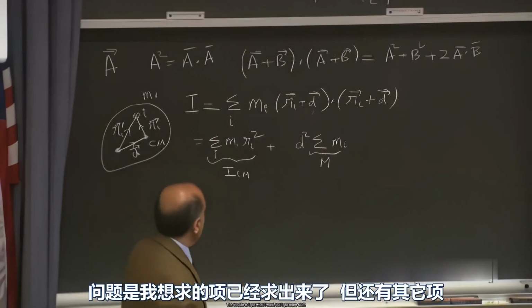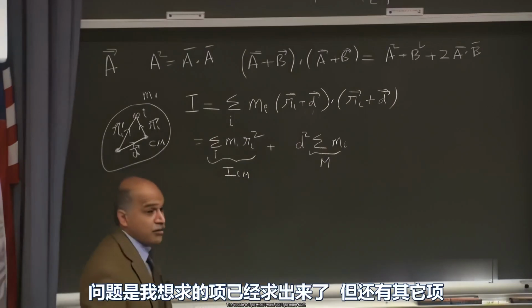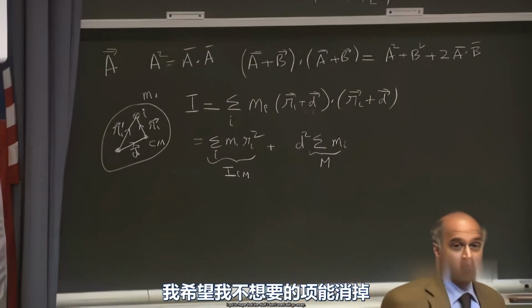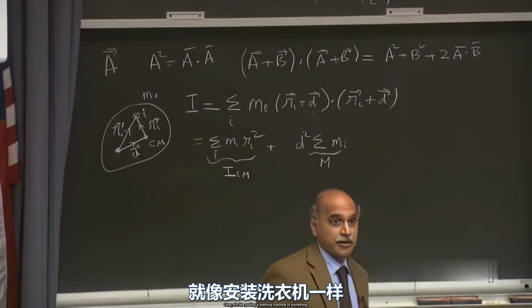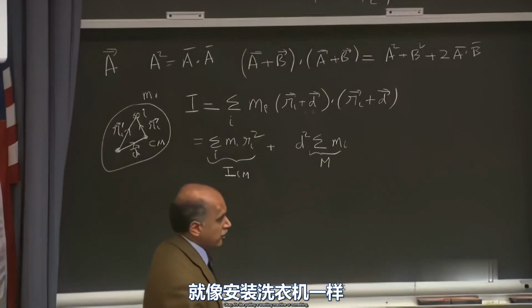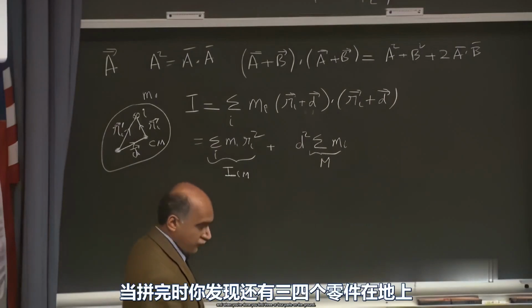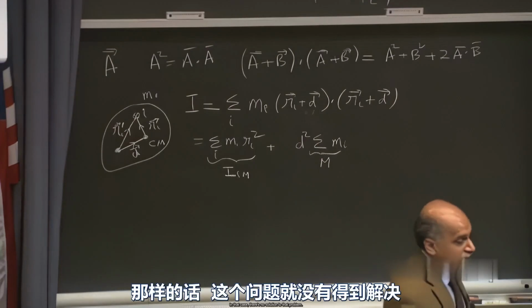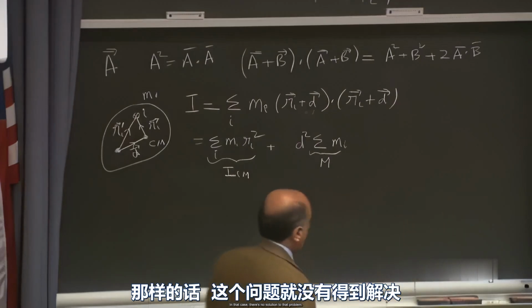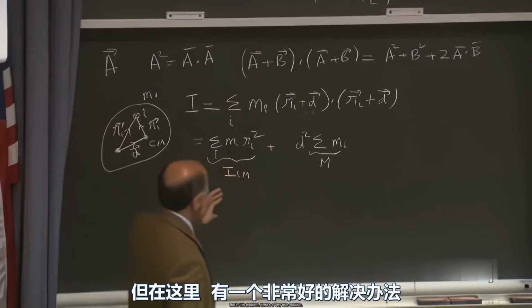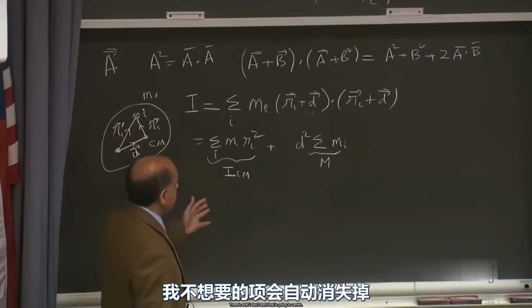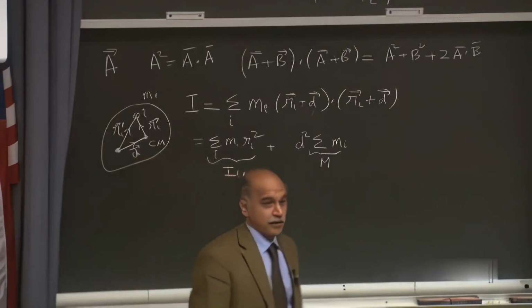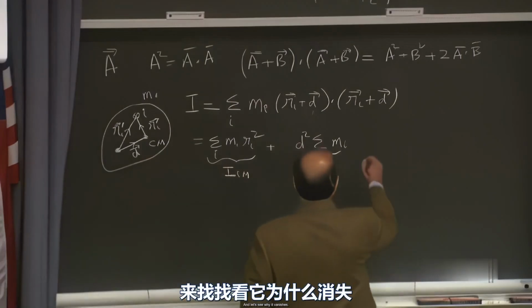The trouble is, I got what I want, but I got more stuff. I have to hope that the stuff I don't want will go away. It's like fixing a washing machine, and when you're done, you find three or four parts on the ground. You don't know why they're there. In that case, there's no solution to that problem. But in this problem, there's a very nice solution. This stuff I don't want is going to vanish. And let's see why it vanishes.